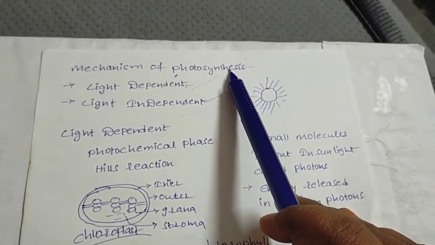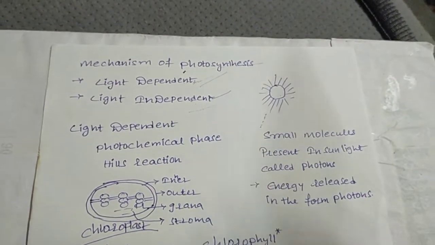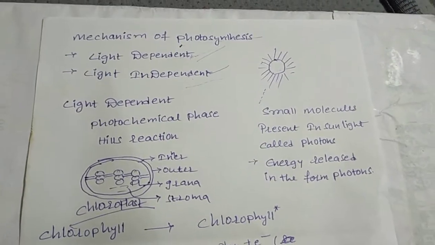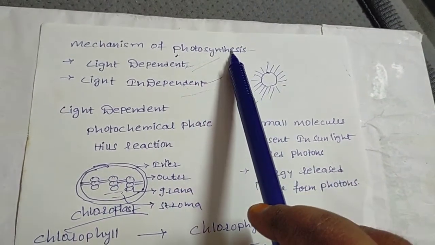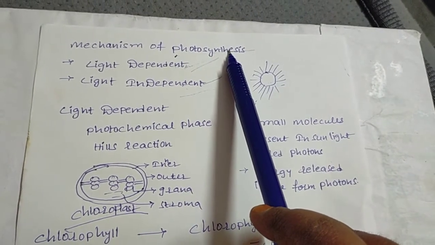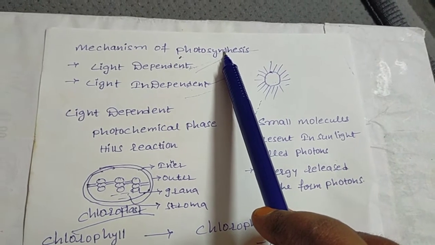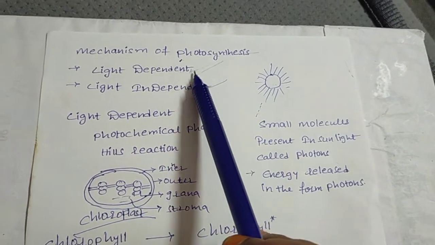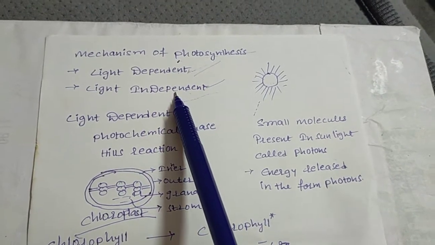First of all, what do you mean by photosynthesis? Photosynthesis is a process by which plants prepare their own food. It is a complex process. Many intermediate compounds are produced during photosynthesis. This reaction is divided into two types: light dependent reaction and light independent reaction.